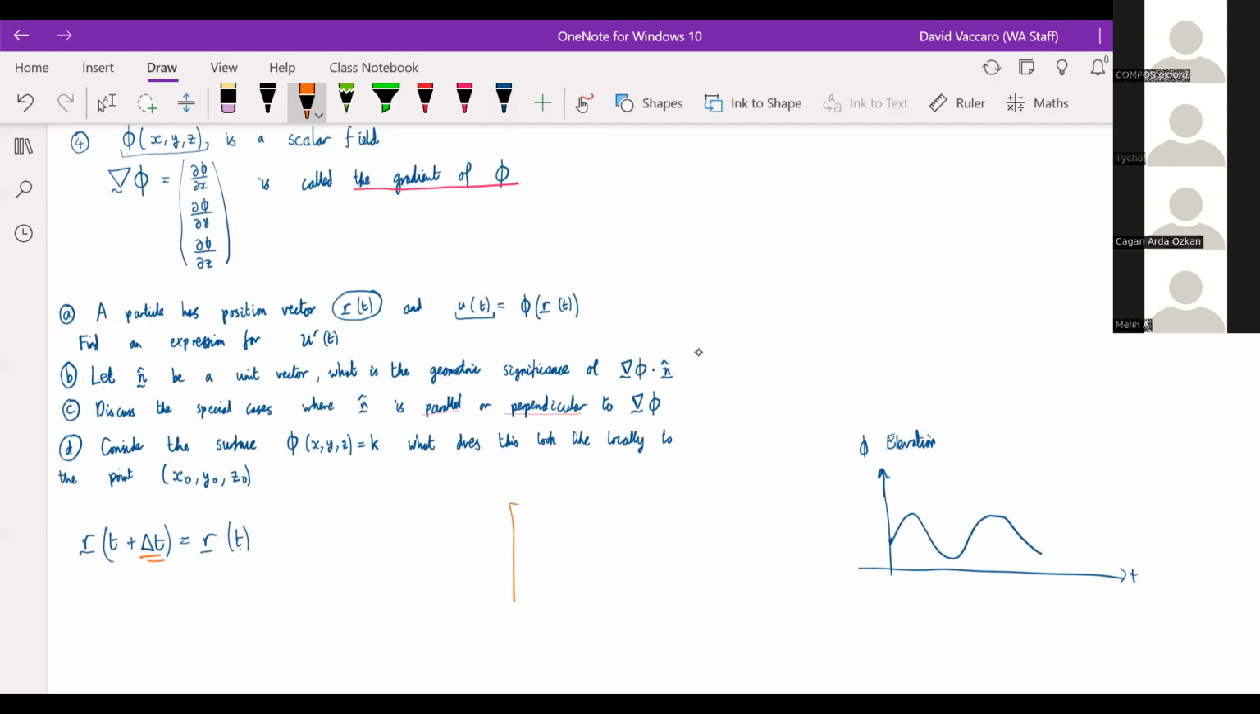So here I am running around. Here I am at time t. Here I am at some little time later. What physical quantity, or quantity from physics, tells me how my velocity has changed over that short time interval?